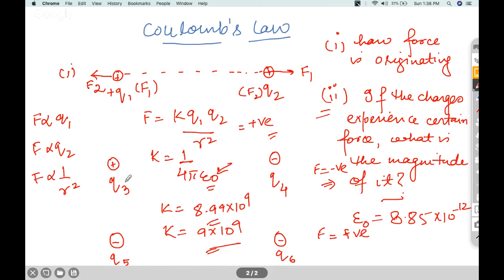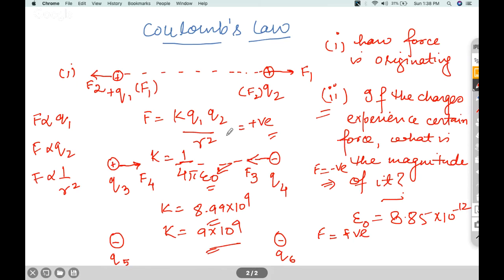Similarly, in the case of q3 and q4, which are of different signs, one positive and one negative, if I draw a line joining them, f3 would be a force of attraction, and similarly f4 would be a force of attraction. So two like charges repel each other and two unlike charges attract each other. This is what Coulomb's law is all about. I hope you understood it.